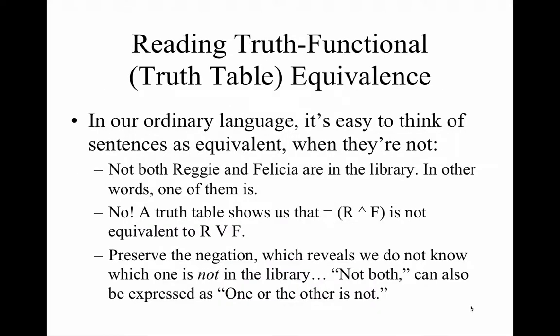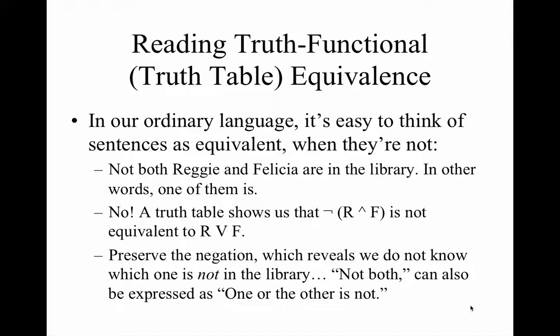In our ordinary language, it's easy to think of certain sentences as equivalent when, in fact, logically, they're not. Here's a fairly common example, at least structurally. Not both Reggie and Felicia are in the library. In other words, one of them is in the library. No, that's actually not the case. To say not both Reggie and Felicia are in the library is not equivalent to saying one or the other is in the library.